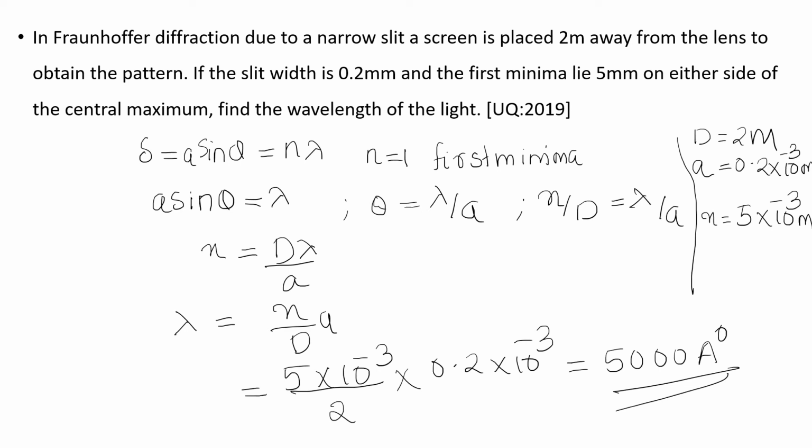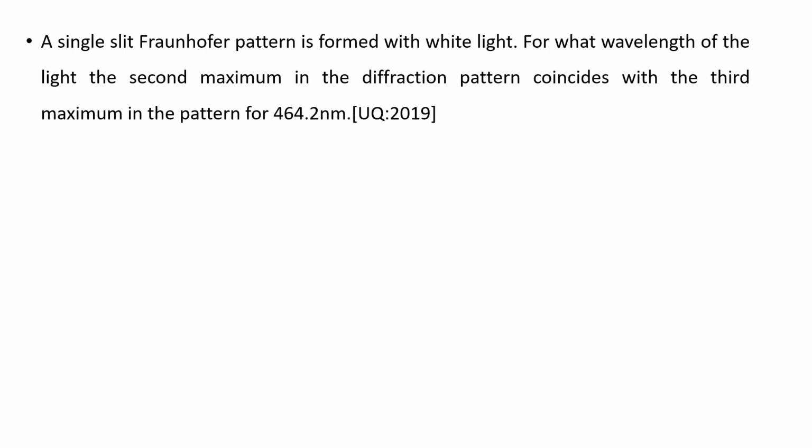And the next problem is: a single slit Fraunhofer diffraction pattern is formed with white light. For what wavelength does the light in the second maximum in the diffraction pattern coincide with the third maximum in the pattern for a wavelength of 464.2 nanometer? So, two different wavelengths and two different orders.